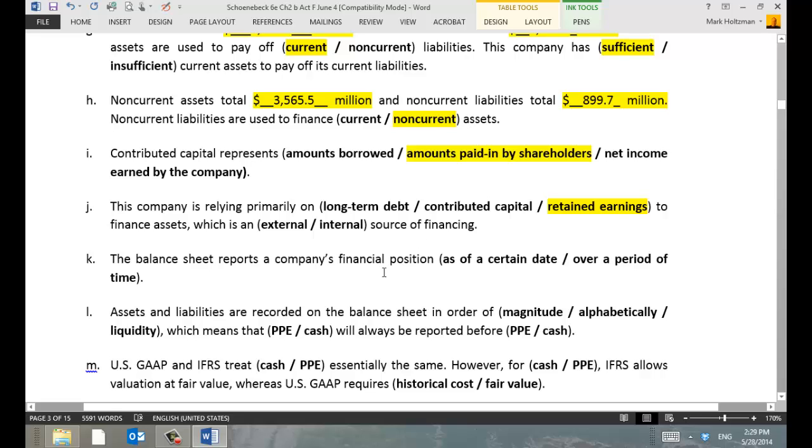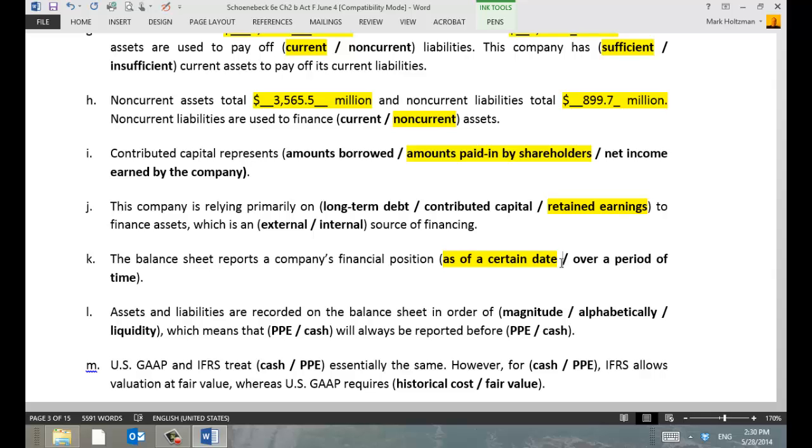The balance sheet reports a company's financial position as of a certain date. Yeah, and it's important, let me just touch on this one more time. The balance sheet is as of a point in time, like December 31st midnight, but the income statement, the statement of stockholders' equity, and the statement of cash flows are over a period of time, usually a year.